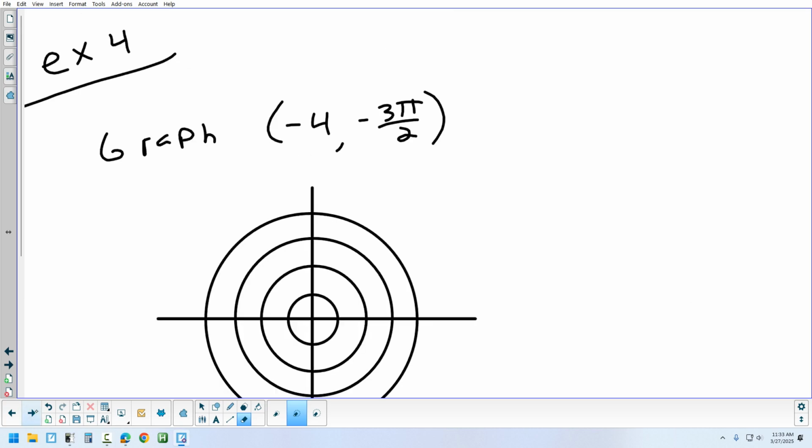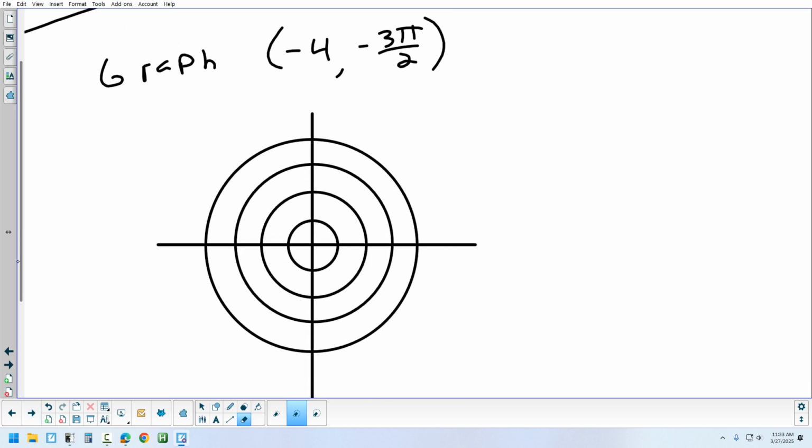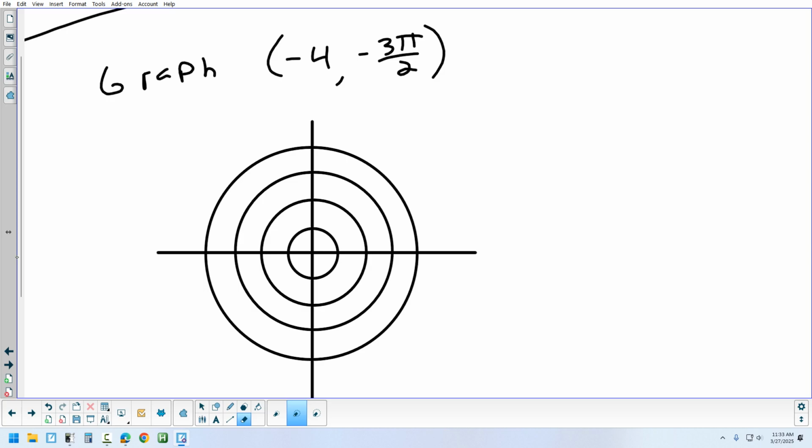Let's try this one. -4, -3 pi over 2. So yes, you can have radians just like you can have degrees. If you're not comfortable with it in radians, you could convert it. What's -3 pi over 2 in degrees?